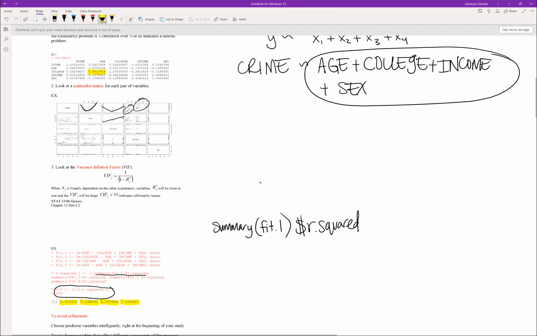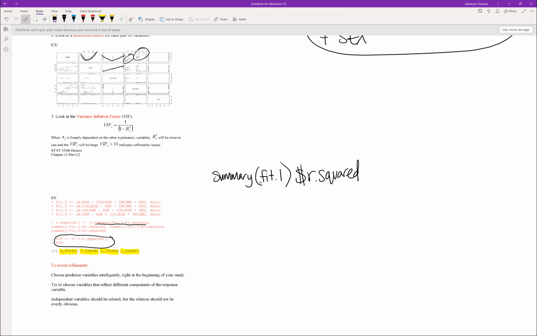Essentially, to avoid collinearity, one thing you want to do is choose your variables very carefully from the beginning of your study so that each of those variables reflects a different component of the response variable.